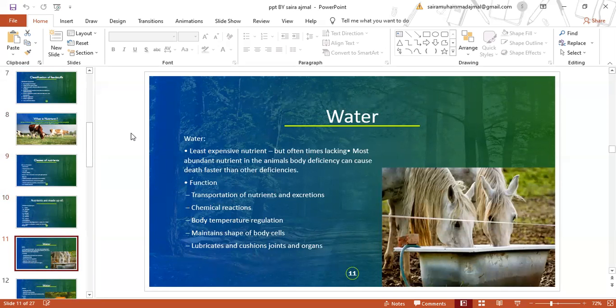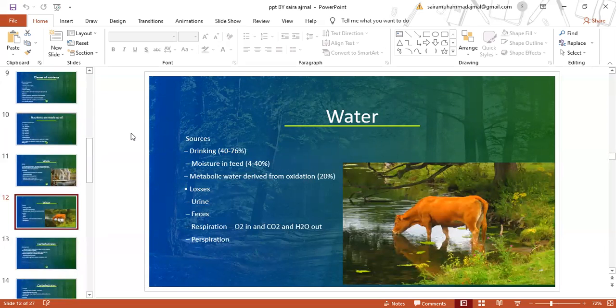Water. Least expensive nutrient but oftentimes lacking. Most abundant nutrient in the animal's body. Deficiency can cause death faster than other deficiencies. Function: transportation of nutrients and excretions, animal chemical reactions, body temperature regulation, maintains shape of body cells, lubricates and cushions joints and organs.